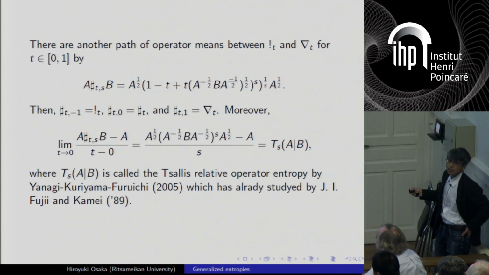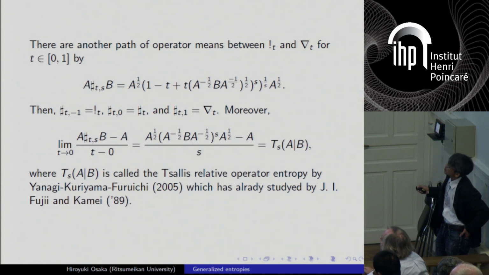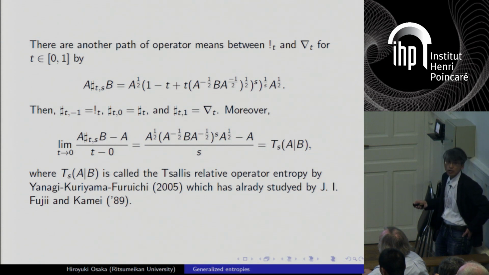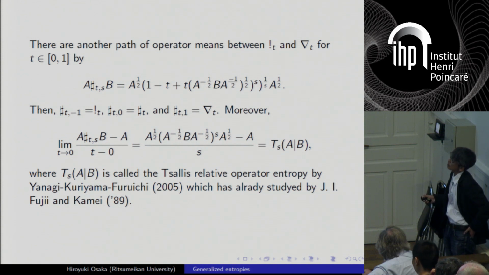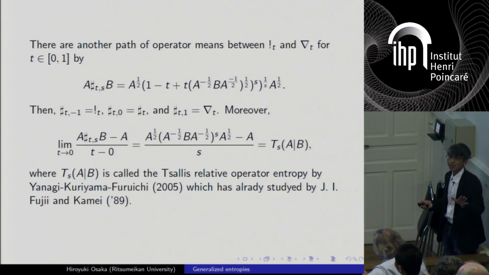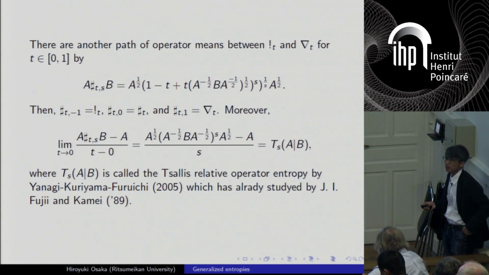So this one is called the Tsallis relative operator entropy. This one was studied by Yanagi, Kuriyama, and Furuichi in 2005, but according to Fujii and Kamei, they already considered such an entropy in 1809. But this is just history, so I don't know. Yeah, maybe true. And I don't know whether they knew their result or not, because the problem is that their paper was not published in a major journal. That is a serious problem. So it's not so easy to get a copy of their papers.